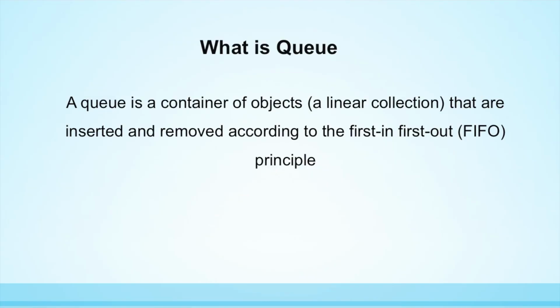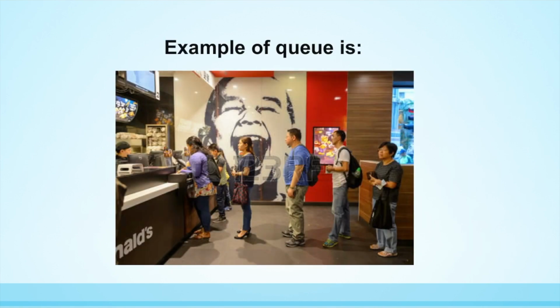In this tutorial, we'll be looking at how to make use of the queue extension. What is a queue? A queue is a container of objects that are inserted and removed according to the first in, first out principle. An example of a queue is a line of people at McDonald's. The person at the front will be attended to before the next person, which simply means who came first will be attended to, followed by the next person until the last person that came.